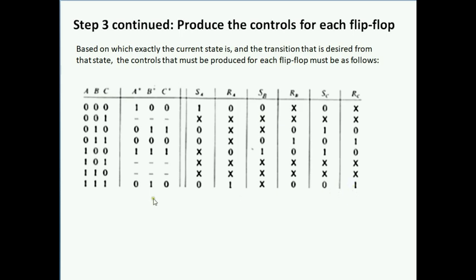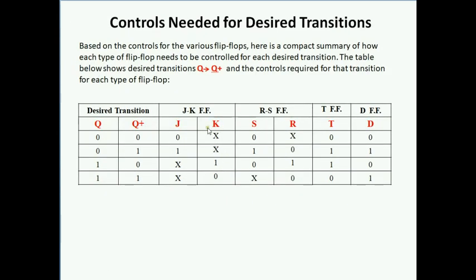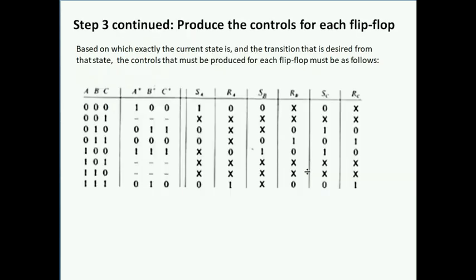Practically, we're looking at the activations for the various flip-flops, and we fill the table accordingly. So in this particular case, looking at the RS flip-flop and the transitions that you desire, you fill the appropriate controls in this table. Again, you take any transition you can see over here. So for example, this one is a 0 to 0. The flip-flop is an RS flip-flop. So what controls do I need to apply to flip-flop C?